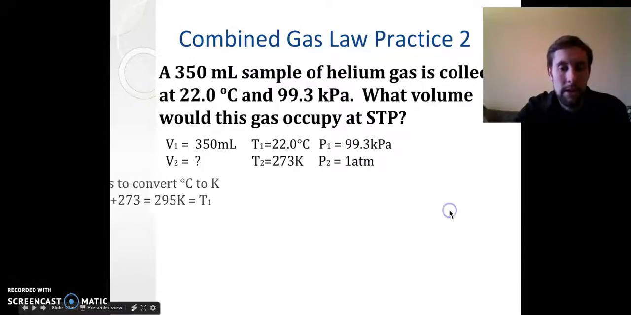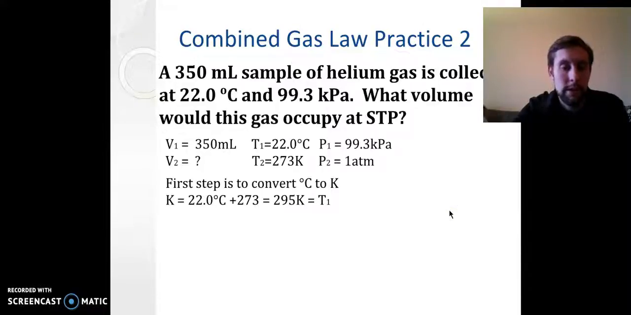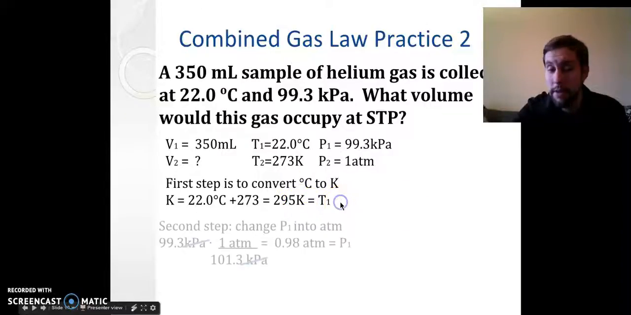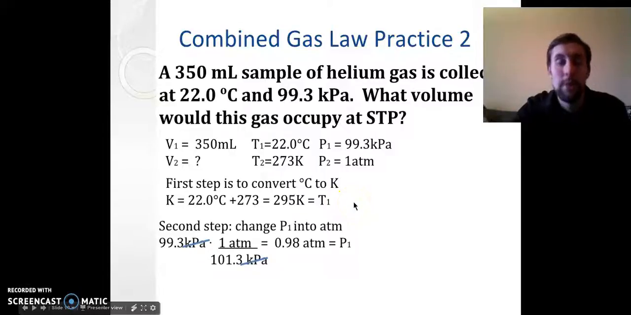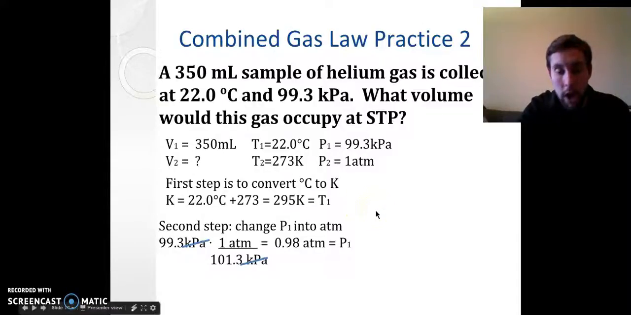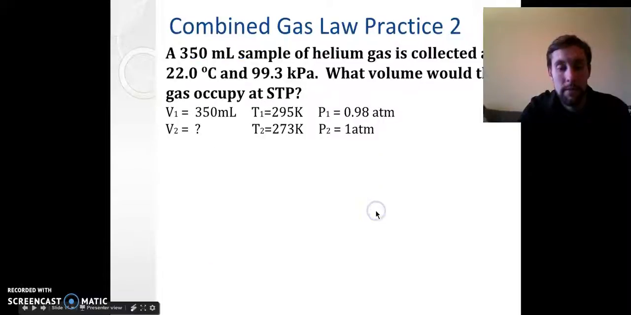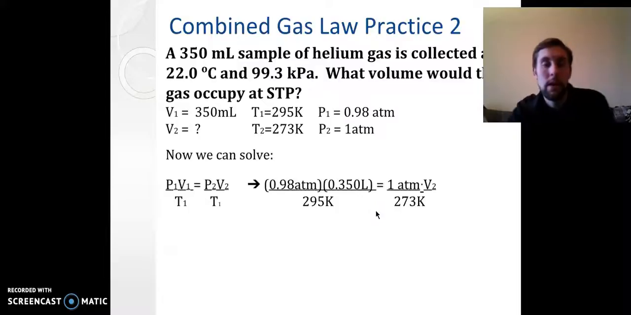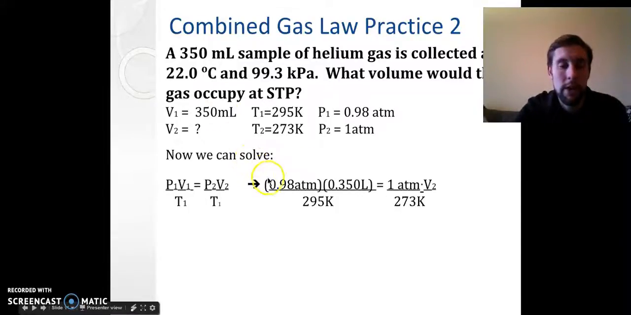So now we got this here again. Convert Celsius into Kelvin. Like I said, add 273. Now we've got T1 is 295 Kelvin. Second step, do our one-step conversion. Should be easier than stoichiometry. And get 0.98 atmospheres for pressure 1. Awesome, they're now in the same unit. Always go back if you need to. Now we can solve. They're all in the same units. Awesome.